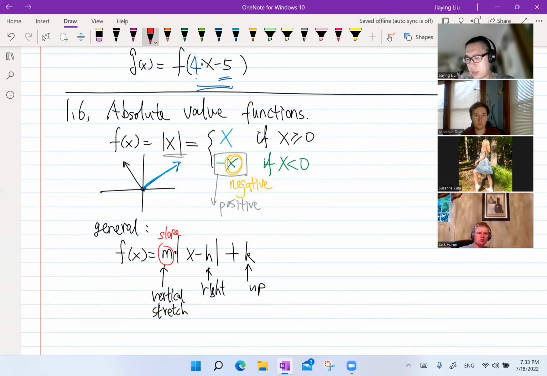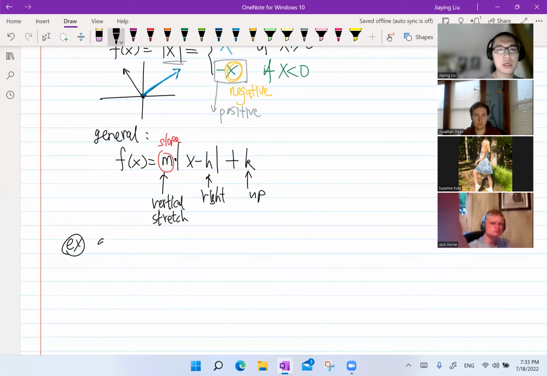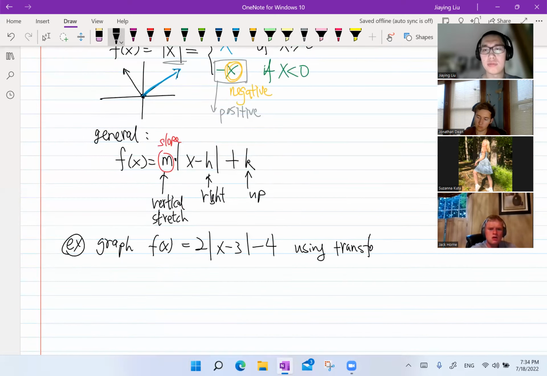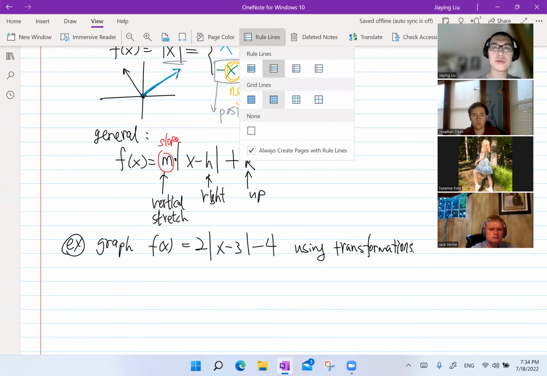All right, we can graph some absolute value functions. For example, graph the following function f of x equals 2 absolute value x minus 3 minus 4 using transformations. Let's see, I'm going to change the paper to grids.